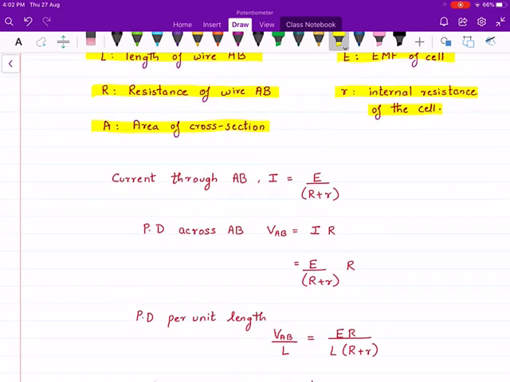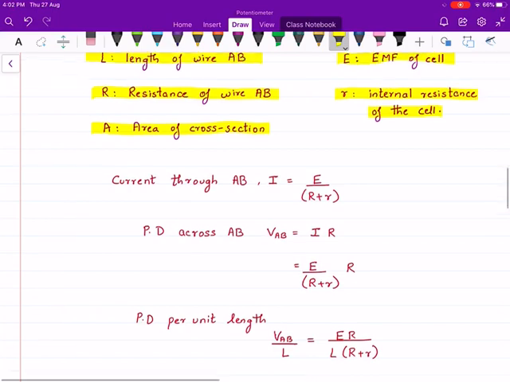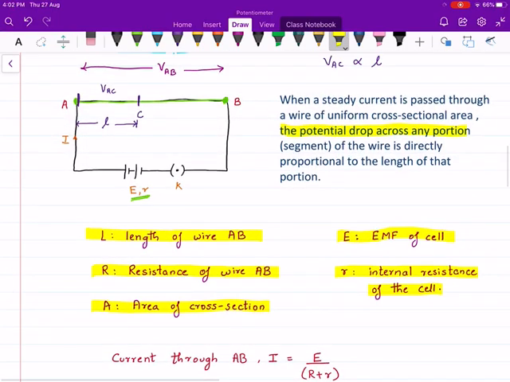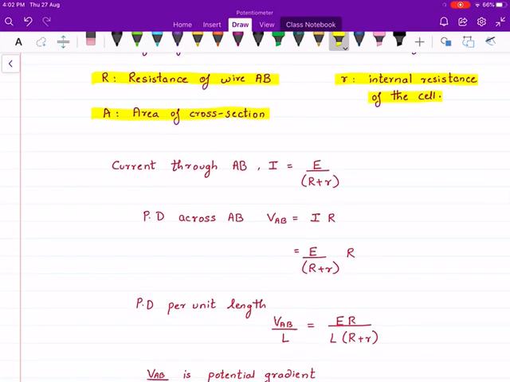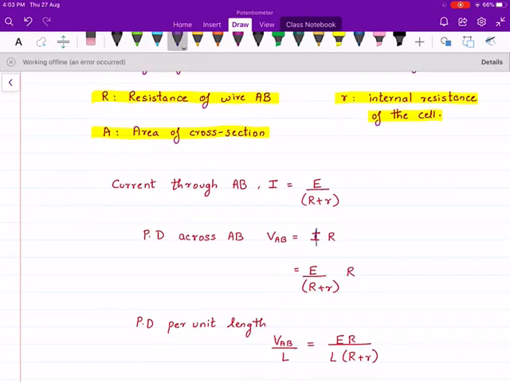What is the potential difference across AB? If I call it VAB, the potential difference across AB, that is equal to the current flowing through that wire AB into the resistance of that wire AB, right? So current is equal to E upon R plus r, and capital R is the resistance. I have just got it from here. Just I has come over here.